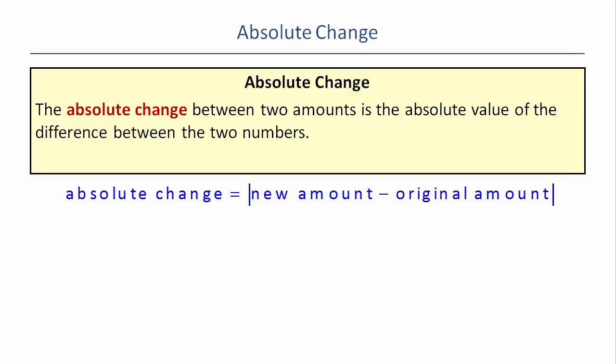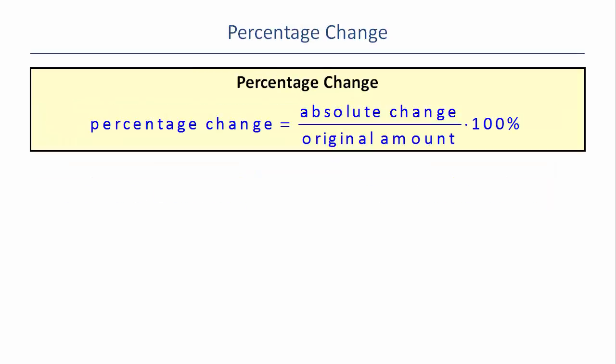So for instance, if a shirt was originally priced at $20 and it's now on sale for $17, then the absolute change between those two is 20 minus 17 equals 3. And if you did it the other way and did 17 minus 20 and got negative 3, you just take the absolute value of it.